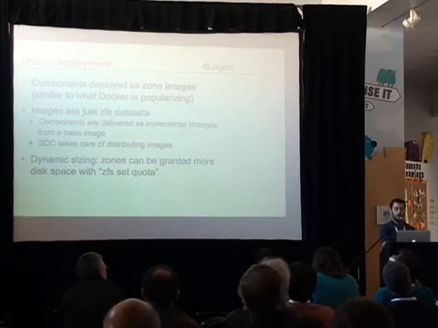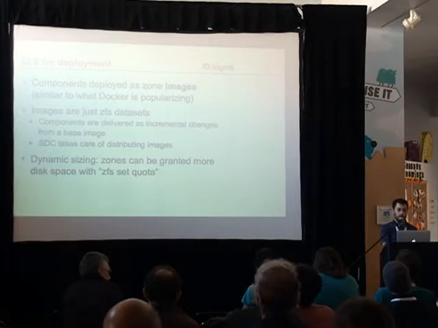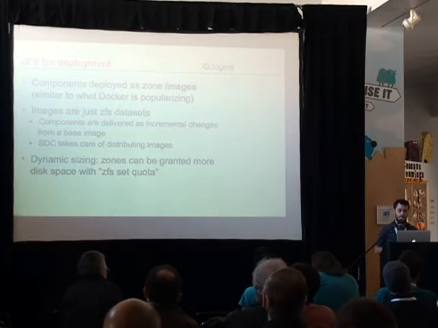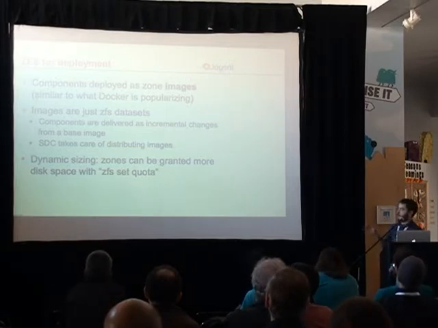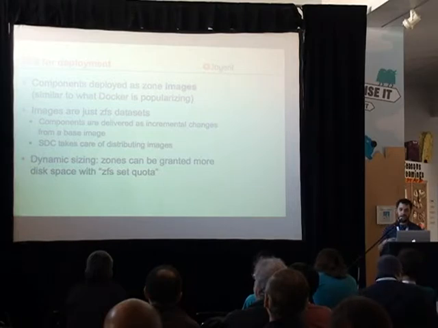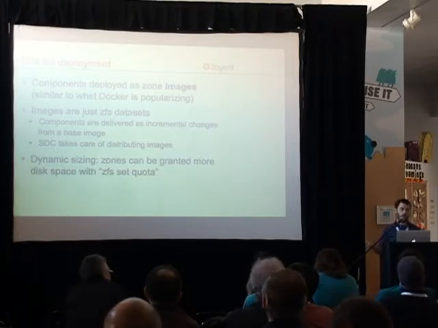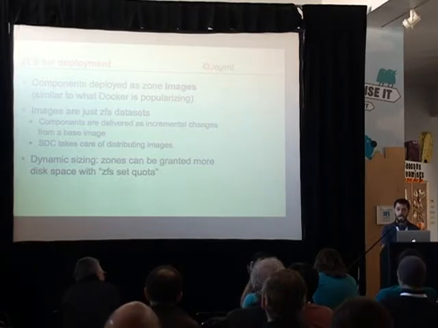So it's a very nice model for deployment. It's exactly what Docker is popularizing, and it's a very compelling way to do it. So importantly, the images are just datasets, and some metadata as well. And most of ours are delivered as incremental changes from a base image. And our Smart Data Center platform, which is what Manta is built on top of, takes care of distributing this. And you say, I want to provision this component on this system, it goes and makes sure that the requisite base image and the incremental images on top of that are over there.